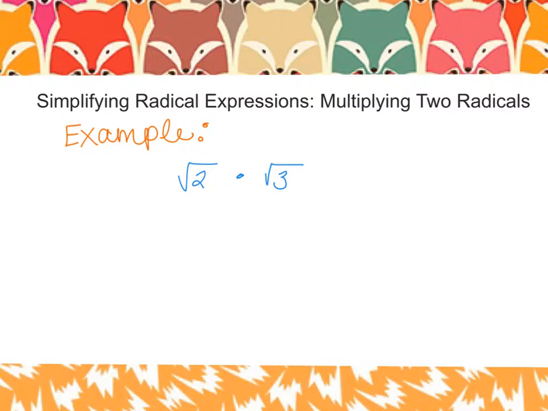Our first example is very basic. We're going to multiply two radical expressions. So we're going to multiply the square root of 2 times the square root of 3.